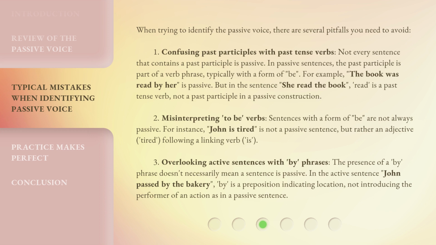2. Misinterpreting to be verbs. Sentences with a form of be are not always passive. For instance, "John is tired" is not a passive sentence, but rather an adjective, tired, following a linking verb, is.